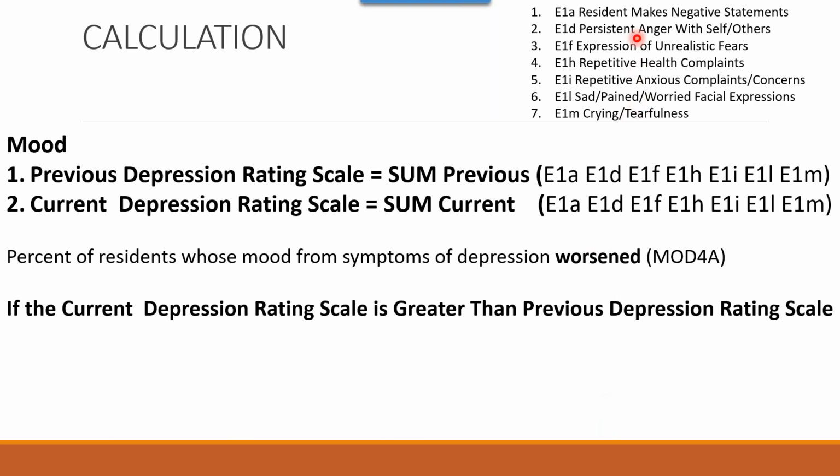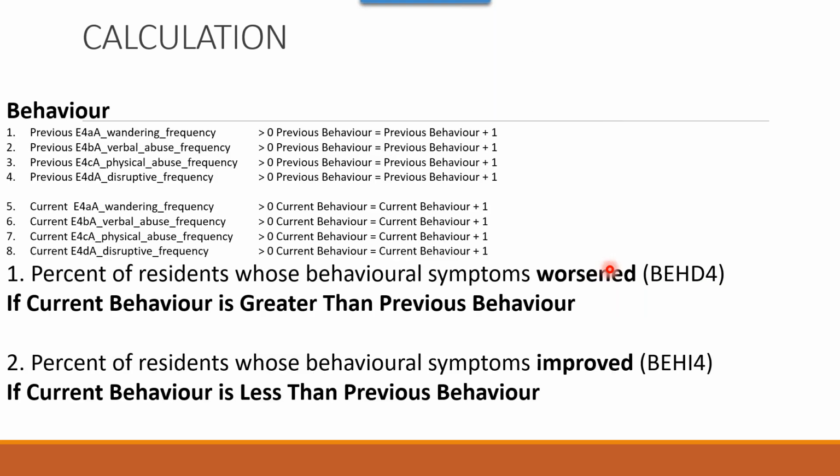With the mood item, you can see once again we're showing the 7 mood items. We're just going to add them all up. So that's where we get the mood scale, and we look at the previous assessment and add up those 7 items. We look at the current assessment and add up the 7 items. And again, if your current depression rating scale is greater than your previous scale, okay, then you've declined or worsened. So again, fairly straightforward.